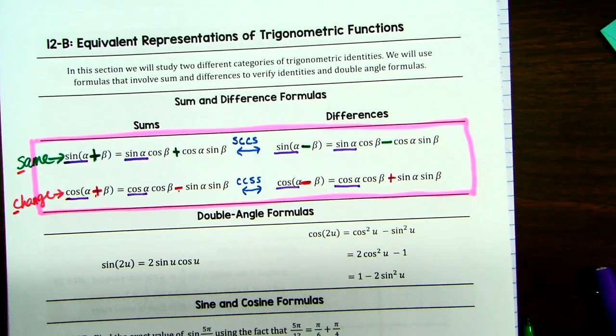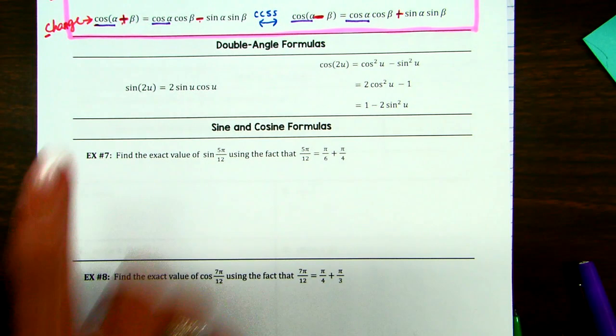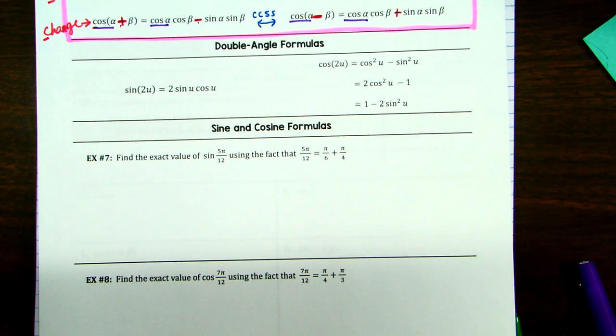We're going to go right down to what we use these formulas for. Okay, so there are two different ways we'll be using them today. One is these two examples, which is finding the exact value, and I'll go into that deeper in a second, and using these in proofs.